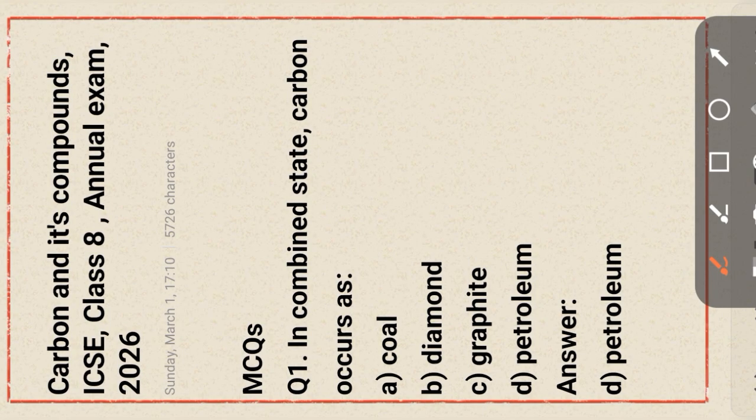My dear viewers, now we discuss carbon and its compounds based on the ICSE Class 8 Annual Exam 2026. Let us discuss the MCQs first. Number 1. In the combined state, carbon occurs as petroleum. Option D is the right answer.